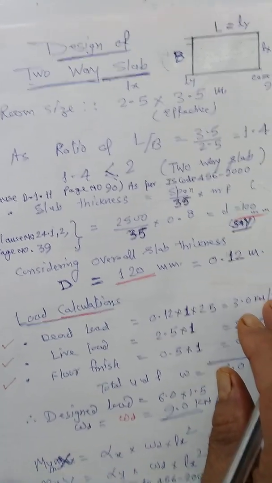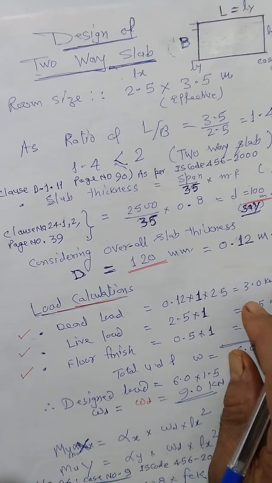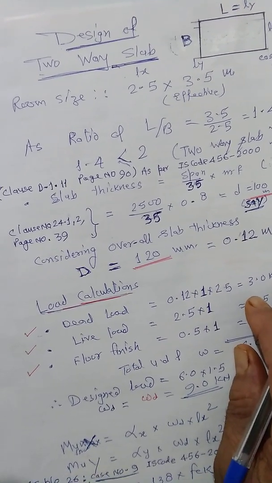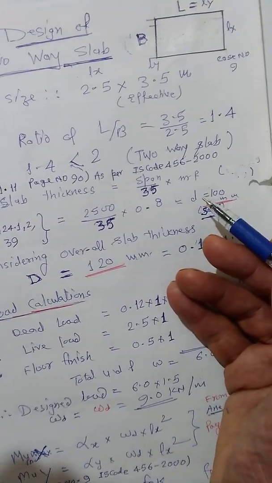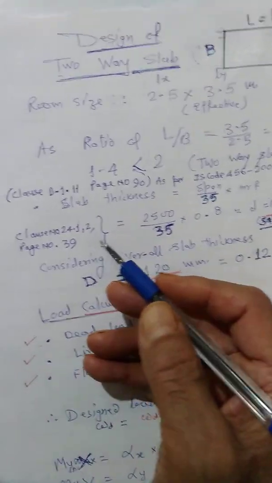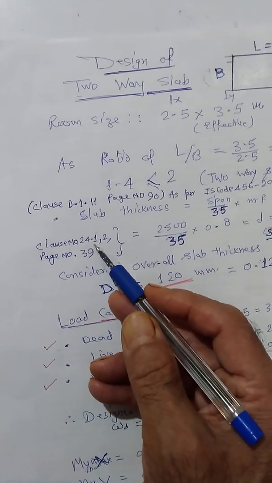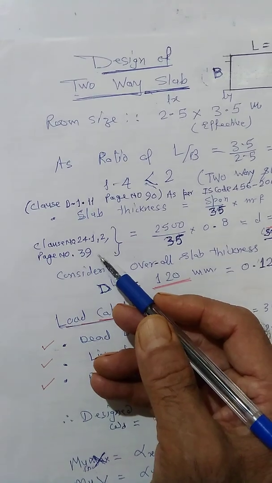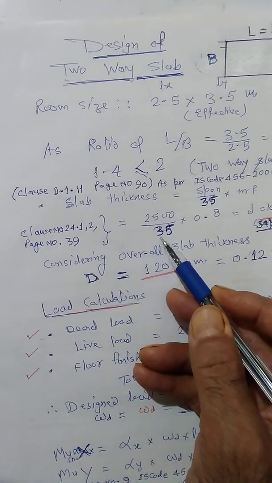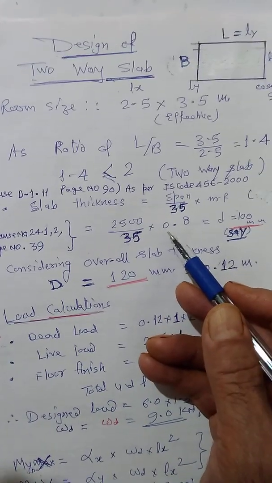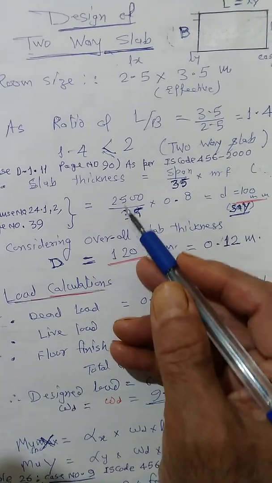Now, first of all, we start with the depth of the slab. How much depth should we consider? For the depth of the slab, it is span by 20 into the modification factor. That modification factor is already given in clause 24.1.2, page number 39, that is span by 35 into 0.8. When it is a simple single panel, it is taken as 35.